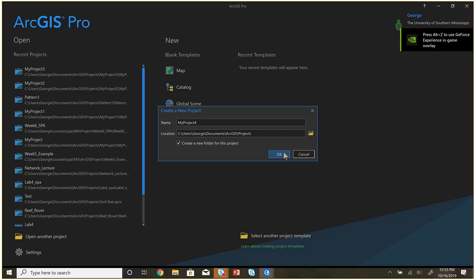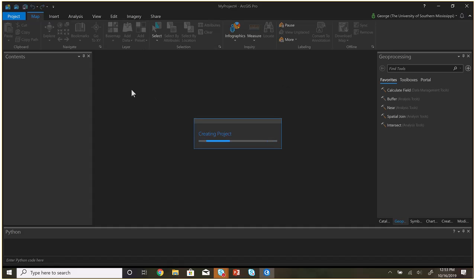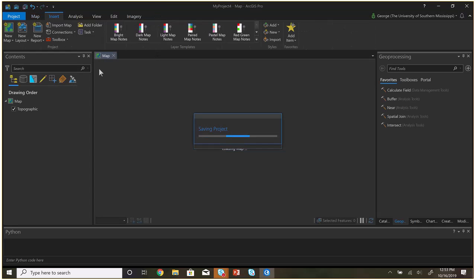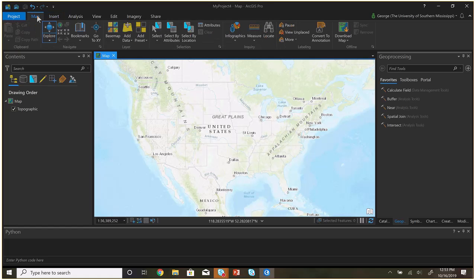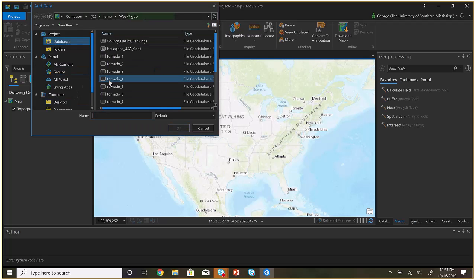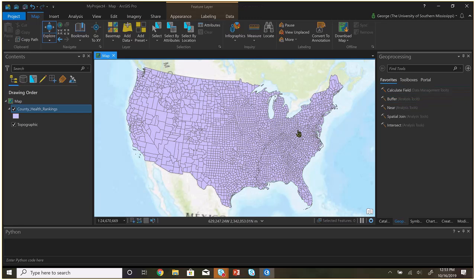All right, so here's just an example. I downloaded the week 7 data again. That's what I'm going to use as some data. So I'm going to add some data and do these county health rankings.